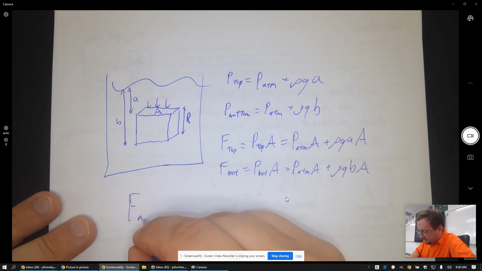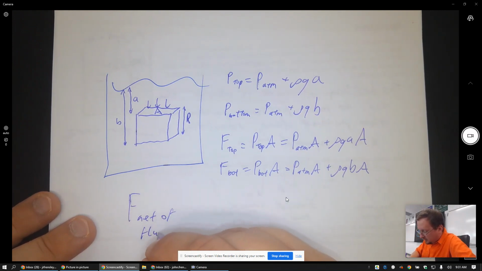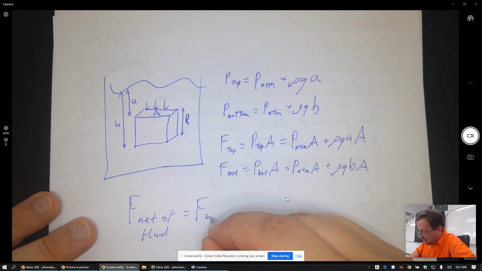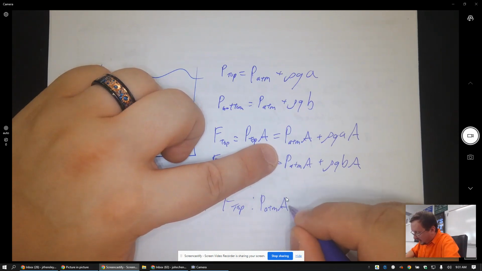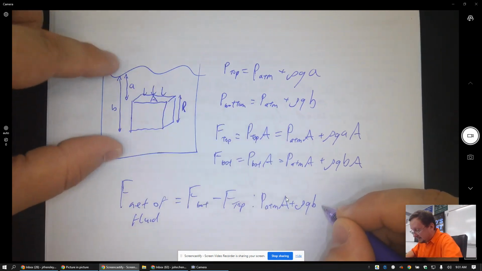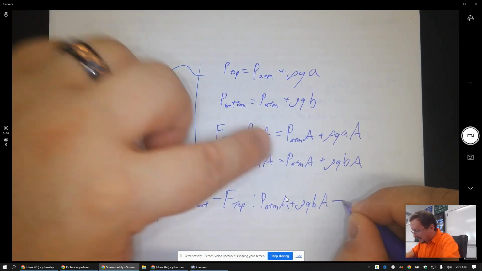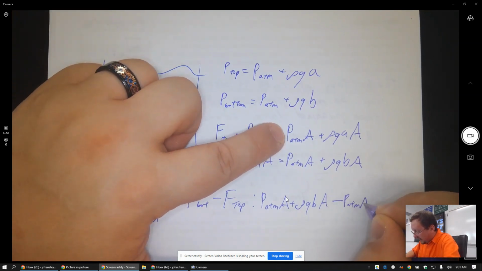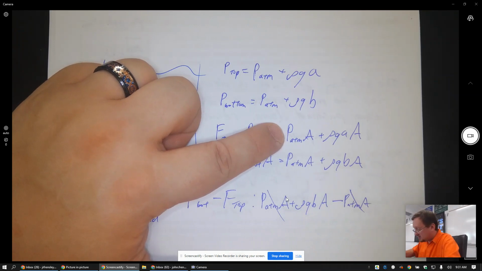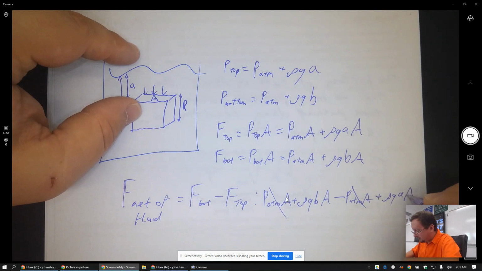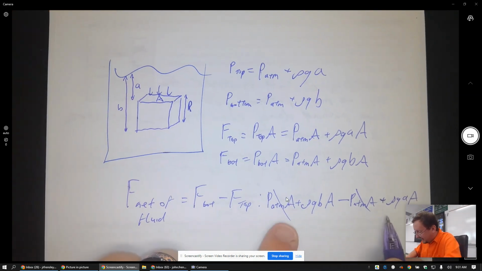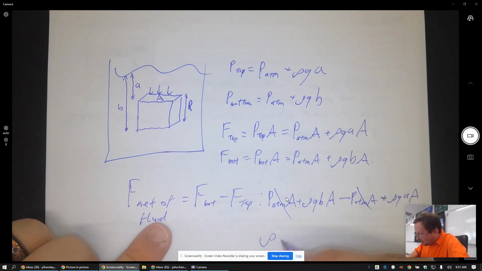Okay, so what's the net force of the fluid? It's going to be the force on the bottom minus the force on the top. So watch what that's going to look like. The force on the bottom, pressure of the atmosphere plus rho g, the B depth, times the area, minus the pressure of the atmosphere times the area plus rho g, the A depth, times the area. Notice those atmosphere terms cancel. You could have just done gauge pressure the whole time. Let's factor out, so you get rho g, B minus A, times the area.